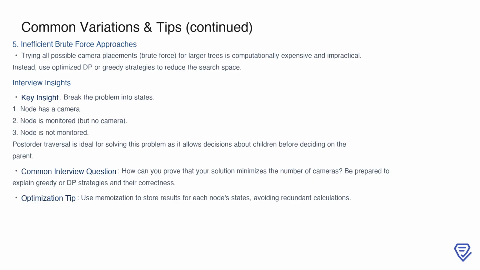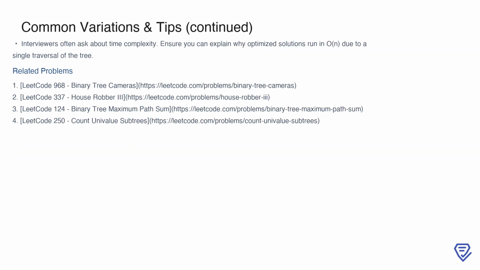In interviews, you might be asked to explain how your solution minimizes the number of cameras. Be prepared to justify your approach, whether it's greedy or dynamic programming, and demonstrate its correctness. To further optimize your solution, memoization can be employed. This ensures that results for each node's states are stored, avoiding redundant calculations and improving efficiency. Additionally, interviewers often focus on time complexity, so it's important to explain why optimized solutions for this problem run in O(n). This efficiency is achieved because you only traverse the tree once, processing each node in constant time relative to its states.